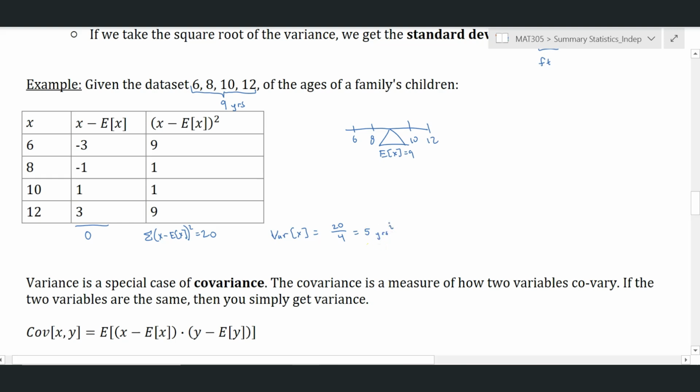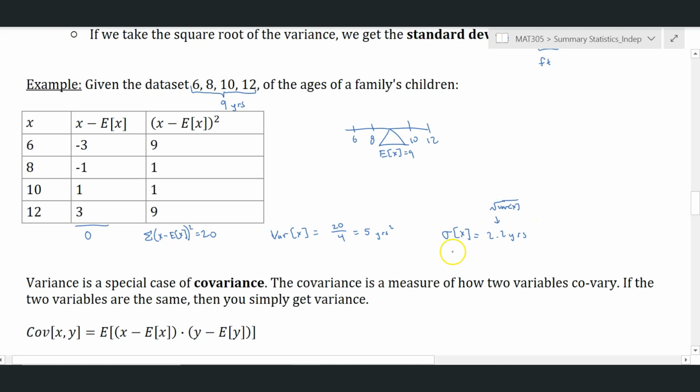So although mathematically we tend to use the variance instead of the standard deviation, the standard deviation of the ages would be the square root of that, and the square root of 5 comes out to about 2.2, and that would now be in years. So this is the square root of the variance of x.